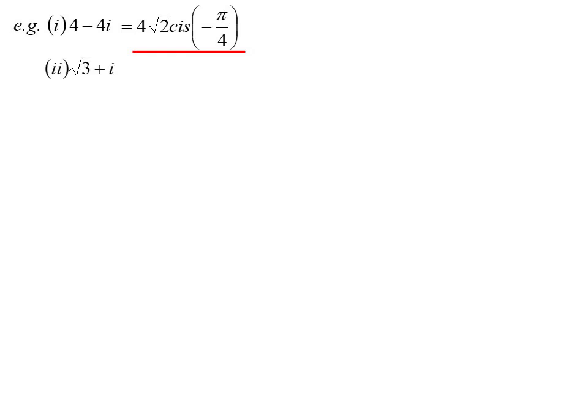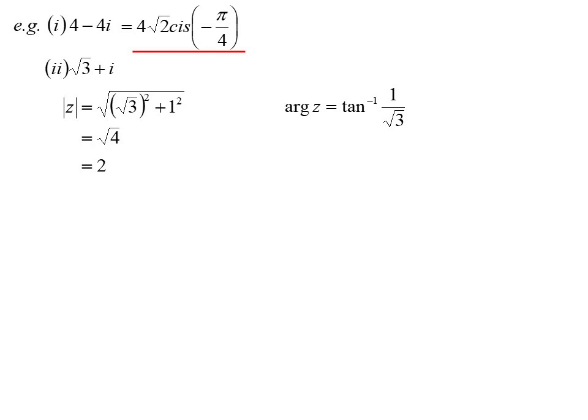So let's do a different one. Root 3 plus i. You're going to find these numbers come up a lot because they're the exact values. So with tan, you had 1 on root 3 and root 3 and 1 and things like that. Okay, modulus for this one turns out to be 2. The argument, inverse tan of 1 on root 3.